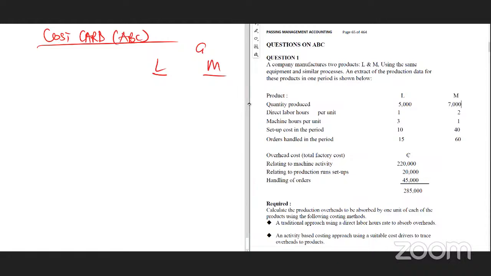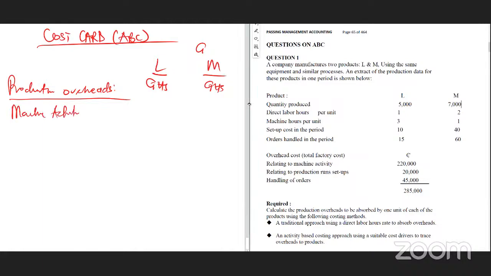Do you understand? So what do we get for each of them? So we get production overheads, right? And then the overheads are now broken into machine activity, right? So you see before all the production overheads were one, but now you separate them into each individual.